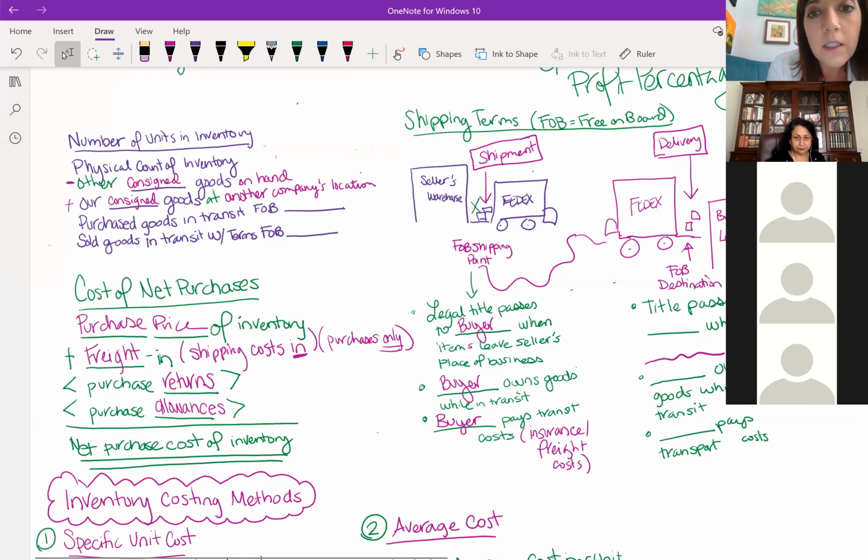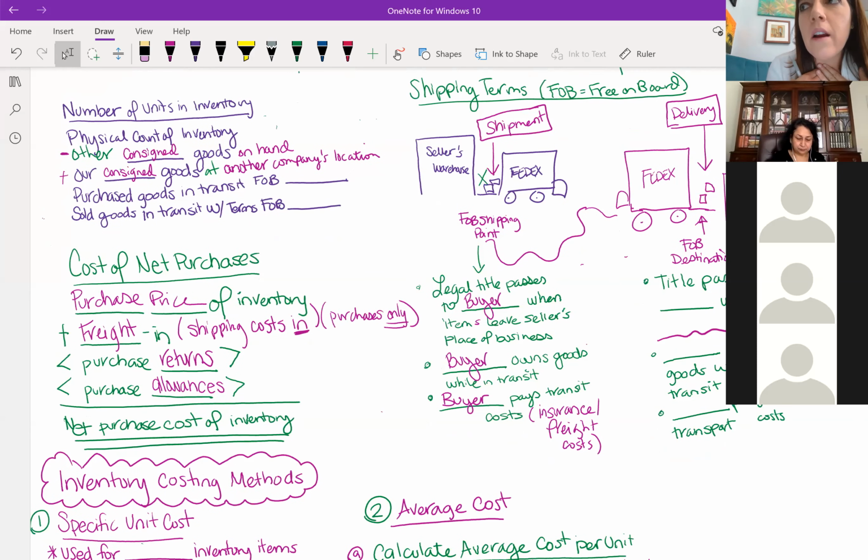The good news is if I'm the buyer and I'm buying goods FOB shipping point and I have to pay for that insurance and those freight costs, I get to include it as part of my inventory costs. So it's fine that I have to pay it. I'm still going to get to include it as part of my inventory cost.